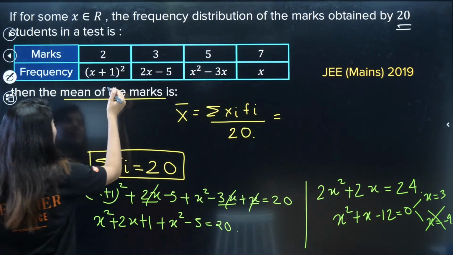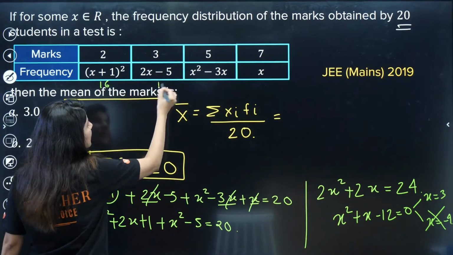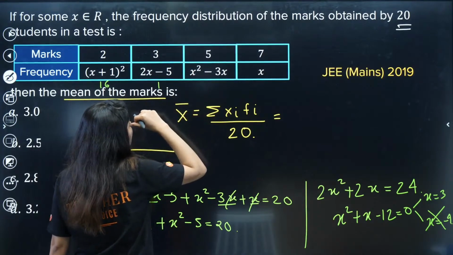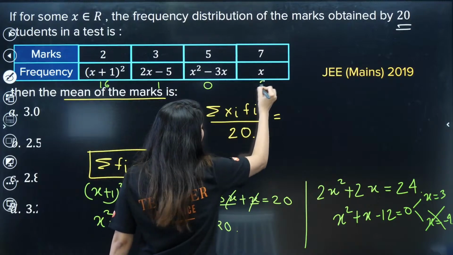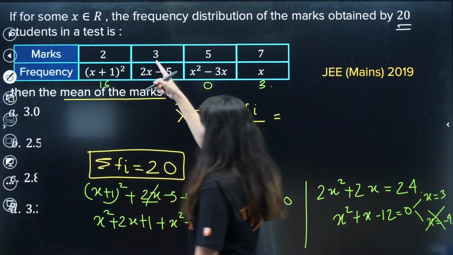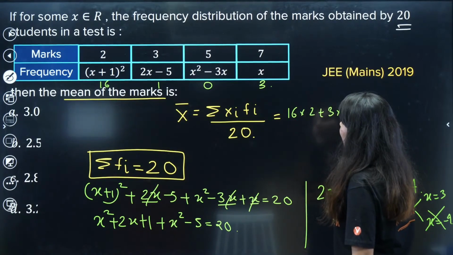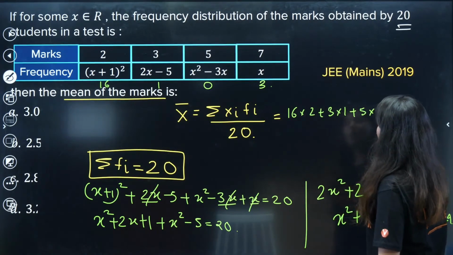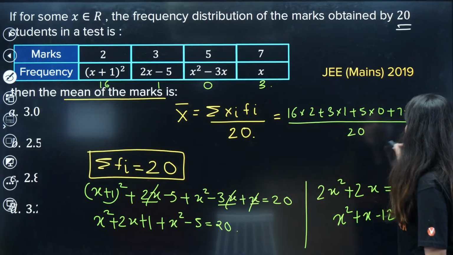So 3 plus 1 square, that means 4 square, so this is 16. Then 3 to the 6, this is 1. 3 3s are 9 minus 3. So these 0 students are getting 5 marks and 3 students are getting 7. So 16 into 2 plus 3 into 1 plus 5 into 0 plus 7 into 3, upon 20, will be your correct answer.